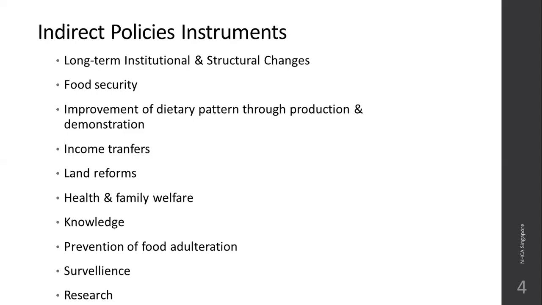Okay, so long-term institutional and structural changes are required. Under that, food security is one part, making sure the food that comes on your table is safe, is unadulterated. And improvement of dietary pattern through production and demonstration: how often you should eat food, how much you should eat.